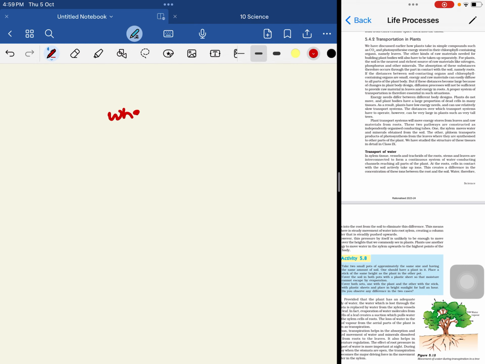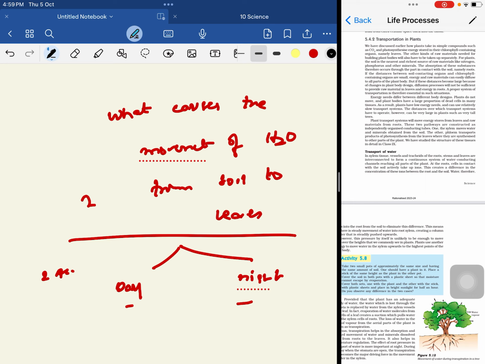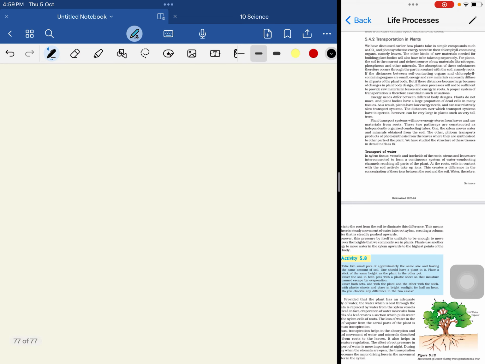Now the question is, what causes the movement of water from soil to leaves? For this there are two answers. It depends upon the day or night. So listen carefully. Next I will tell you an important concept which is very important.